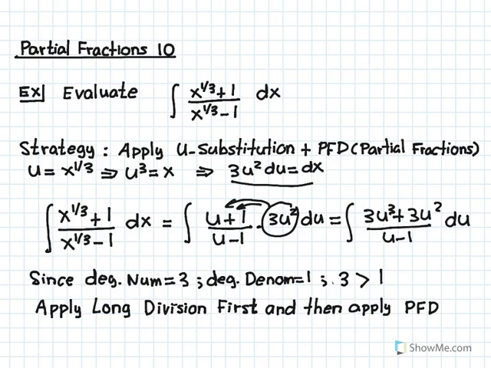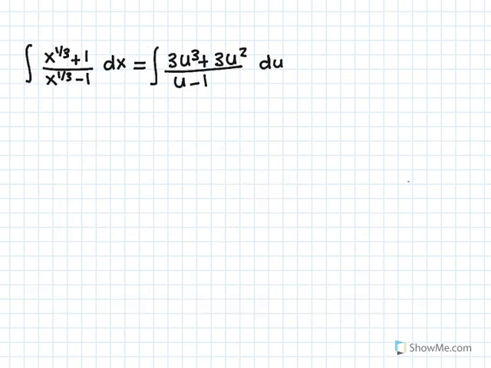Now the degree of the numerator is clearly 3, because in 3u cubed plus 3u squared, the leading term is 3u cubed, and the degree is 3. The denominator is u minus 1, so the degree of the denominator is 1. Since 3 is bigger than 1, we have to apply long division first, and then apply partial fraction decomposition. So we did a u substitution, and we have (3u cubed plus 3u squared) divided by (u - 1), and we're now going to do long division.